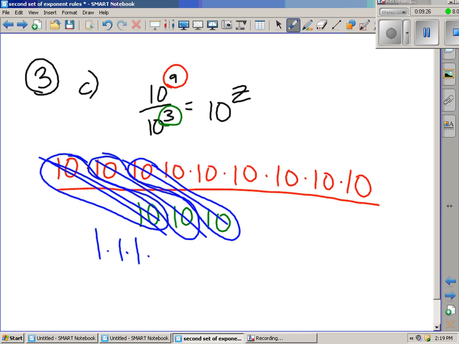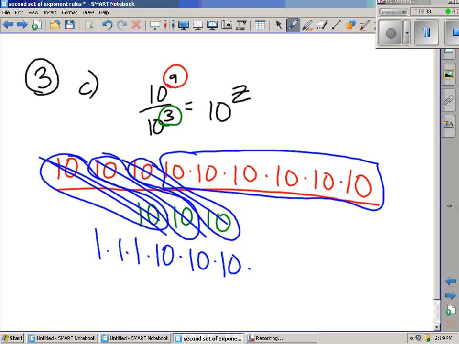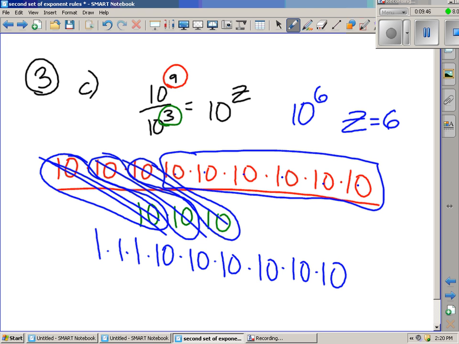So it's 1 times 1 times 1 times this whole quantity here. So 10 times 10 times 10 times 10 times 10 times 10. So that's 1, 2, 3, 4, 5, 6 tens. So that's 10 to the 6th power. So z is equal to 6.